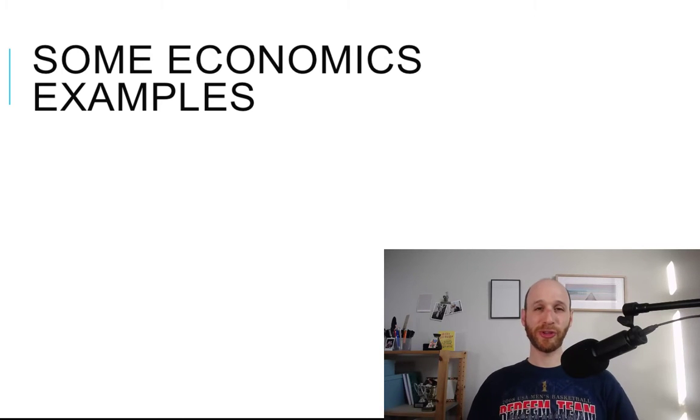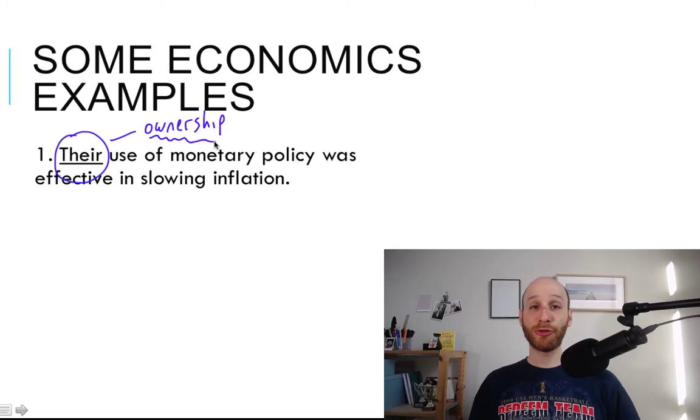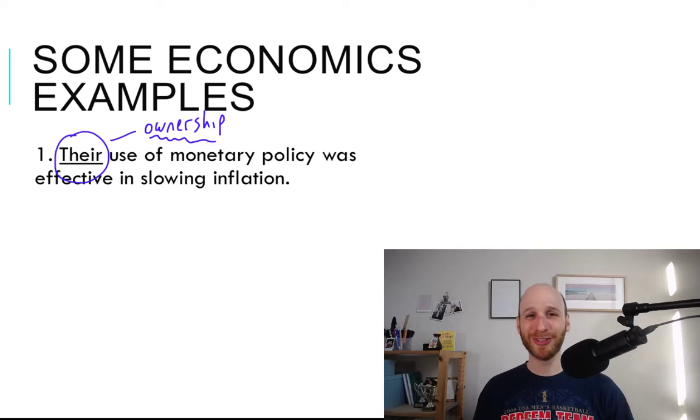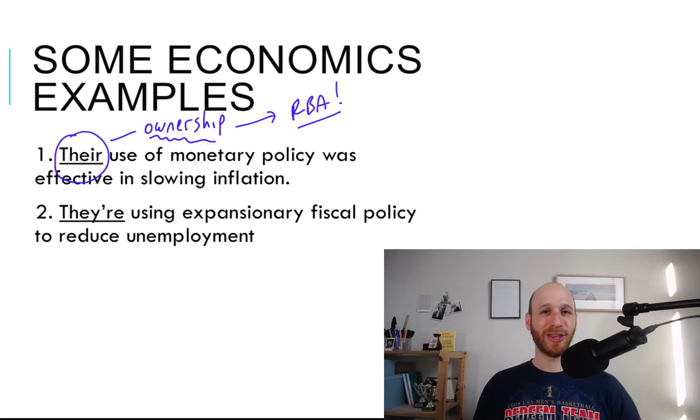Okay, on this channel I talk a lot about economics. So what I thought we'd do is include a couple of economic examples to illustrate the concept we're talking about in this video of distinguishing between these three words. Their use of monetary policy was effective in slowing inflation. So here we're using their to talk about ownership. So we might think about, well, who would be using monetary policy to slow inflation? We might be talking about the Reserve Bank of Australia in Australia. Where else would the Reserve Bank of Australia be operating?